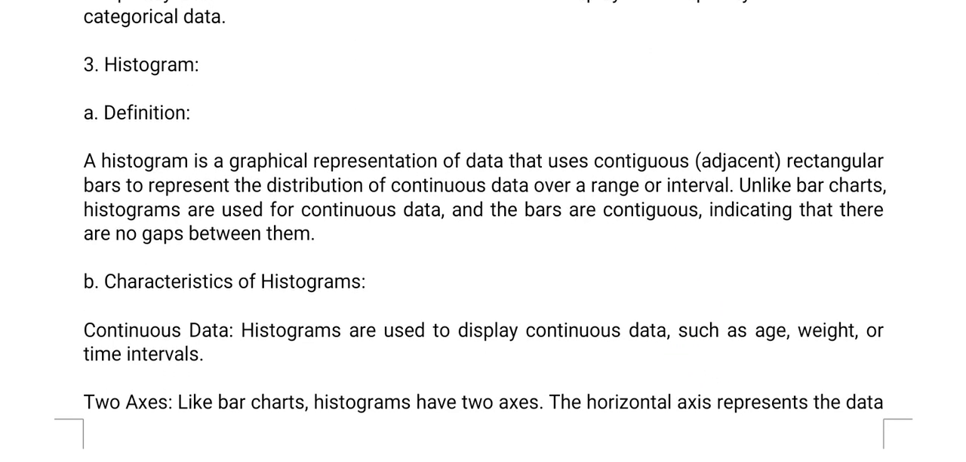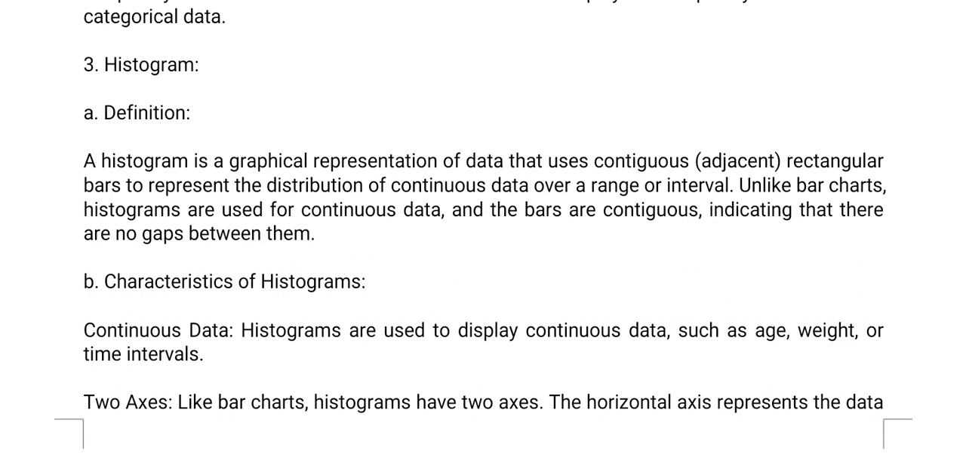Histogram. A histogram is a graphical representation of data that uses contiguous adjacent rectangular bars to represent the distribution of continuous data over a range or interval. Unlike bar charts, histograms are used for continuous data and the bars are continuous, indicating that there are no gaps in between them.